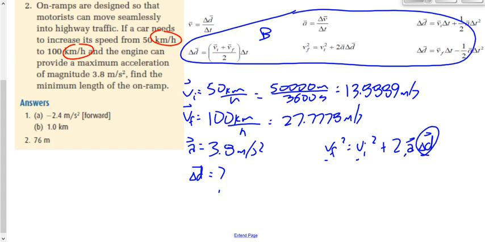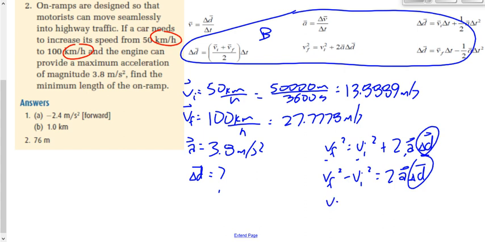VI squared. So how are we going to take VI squared over to the other side? Subtracting, right. VI squared is added to 2AD, so we're going to say VF squared minus VI squared equals 2A times D. Remember, we're solving for D still. Now get rid of what is attached. What is attached to D? 2A. So let's take it over by dividing.